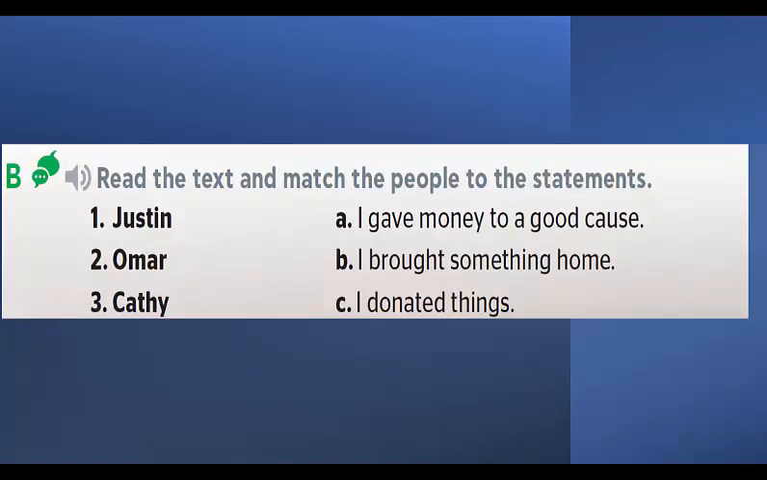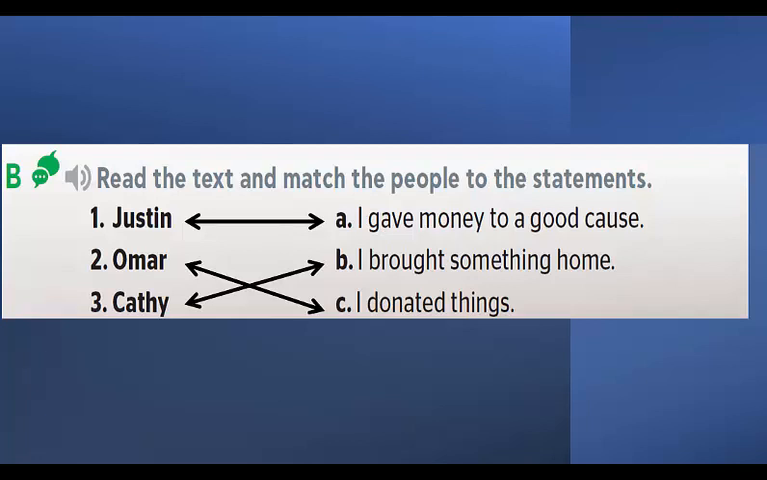After reading the text, let's match the writers, the people in the text, with what they did. So, we have Justin, Omar, Kathy, and the three statements. So what did Justin do? Choose A, B, or C. Well, Justin, he said, I gave money to a good cause. What did Omar say? Well, Omar said, I donated things, while Kathy said, I brought something home.